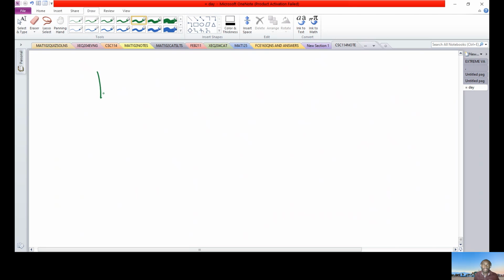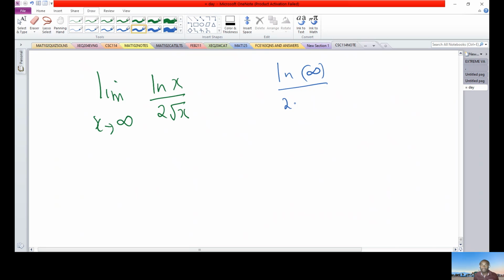Another example: calculate the limit as x approaches infinity of ln x over 2 root x. So the first thing, you put in the values first. Now, you discover that for this case, ln of a very big number is also a very big number. The square root of a very big number multiplied by 2 is still another very big number. So this is the case of infinity over infinity. Therefore, L'Hospital's rule applies.